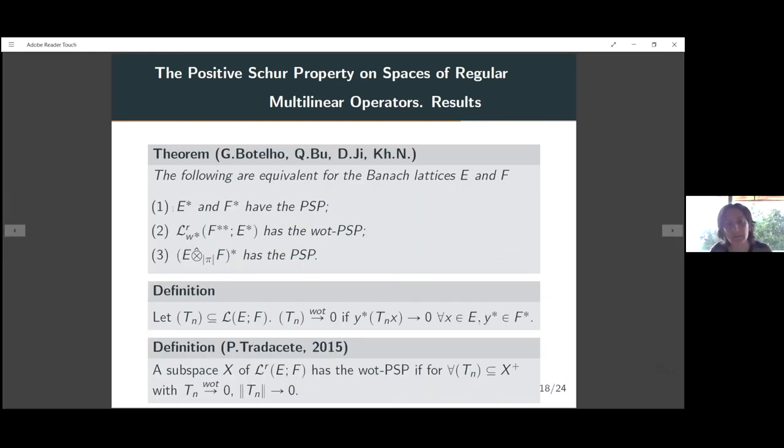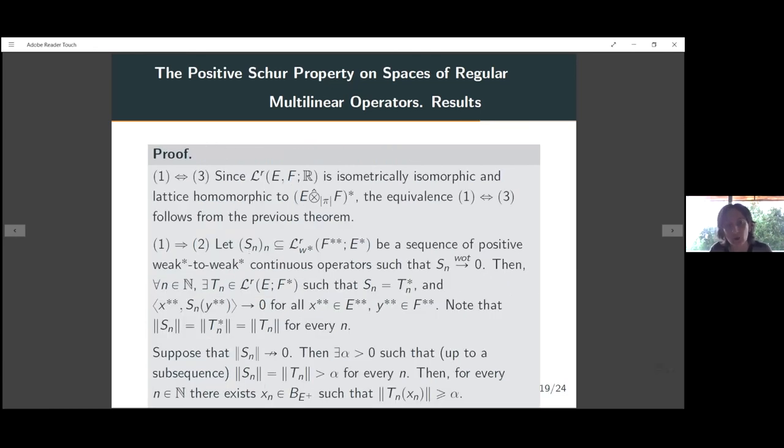One is that E star and F star have the PSP, and we wanted the regular weak star to weak star continuous operator space to have the weak operator topology PSP. So we choose a sequence Sn of operators which are positive. They are weak star to weak star continuous, and they converge to zero in the weak operator topology.